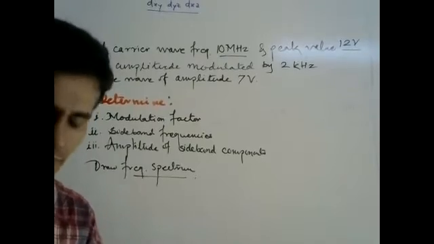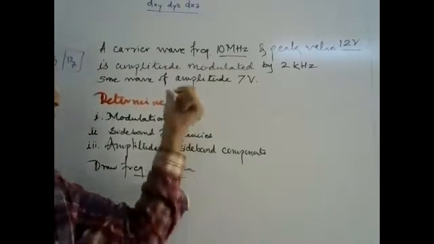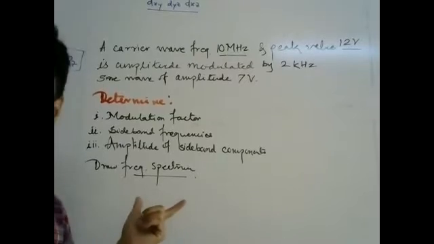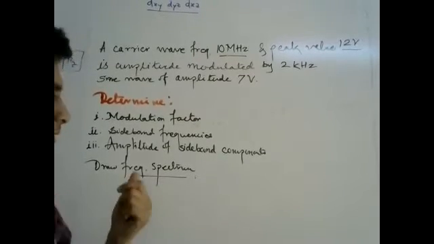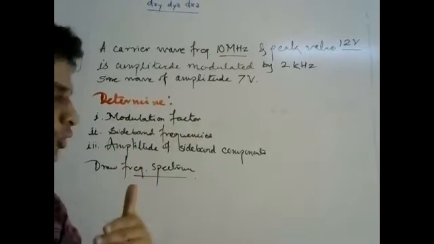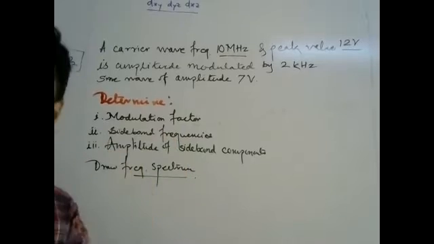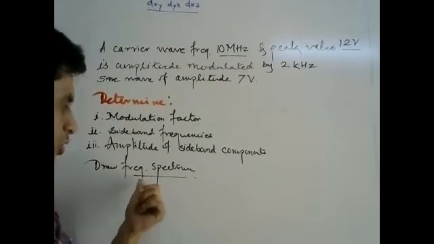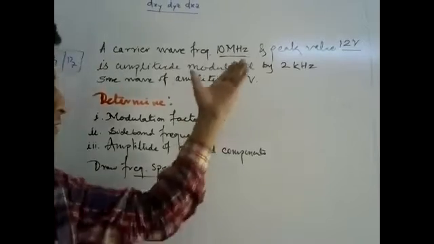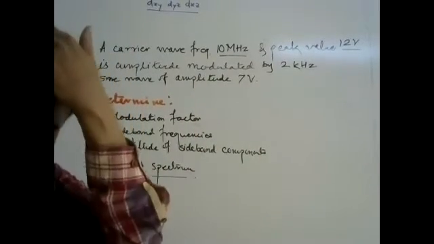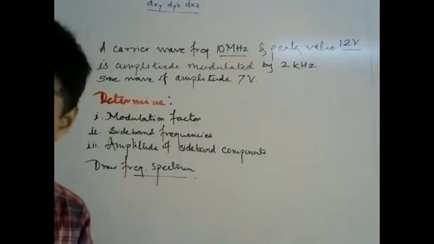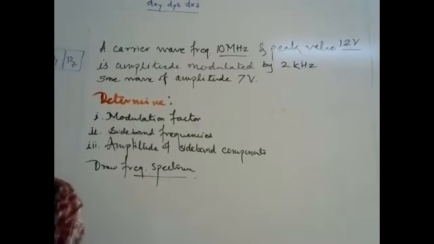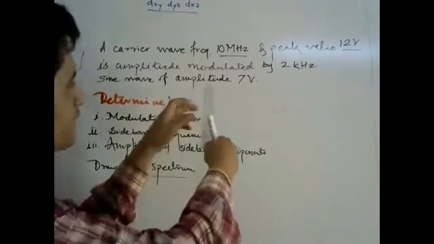Now, this is the problem, and our aim is to find the modulation factor. Generally, modulation factor is denoted by small m. Then the upper and lower sideband frequencies, and the amplitude of sideband components, and based on this we can draw the frequency spectra for this case. Now from this example, first I'll write the data.